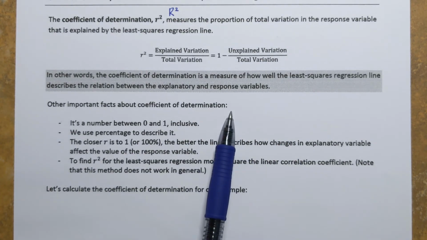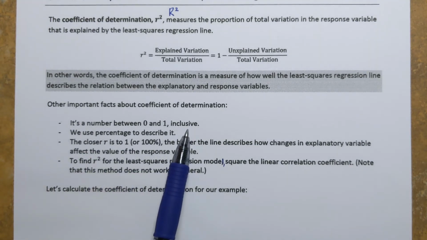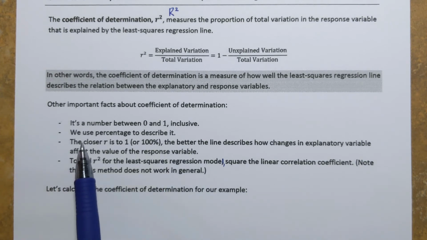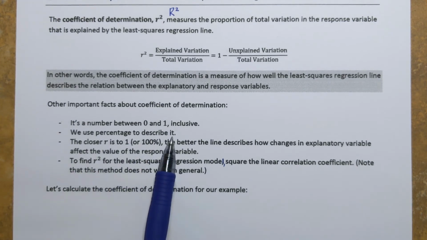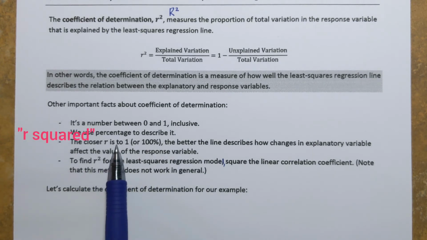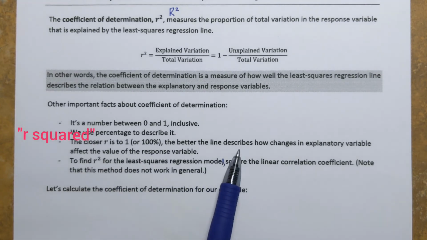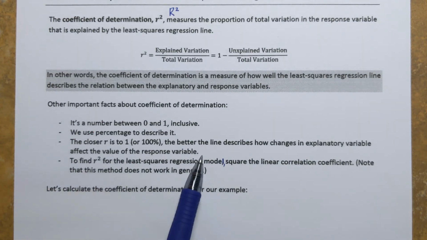What else we need to know about it? So first of all, the coefficient of determination is always expressed by a number between 0 and 1 inclusive, meaning that it can be 0 and 1 as well. And we use percentage to describe it. So that number, that decimal between 0 and 1, we convert to percentage when we write interpretation. Now, the closer r squared is to 1, or 100% in terms of percentage, the better the line describes how changes in explanatory variable affect the value of the response variable.